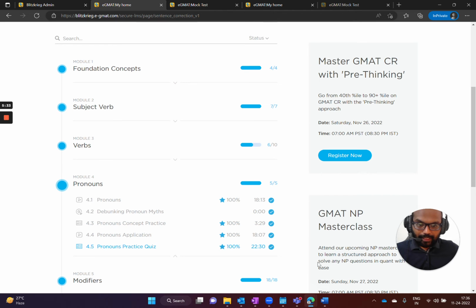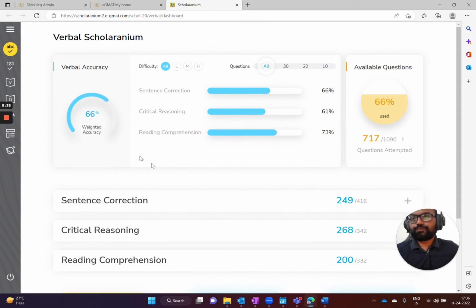That's the fourth point in our list. So during the cementing stage, you would go to the quizzing platform. Scholaranium is our dedicated quizzing platform for verbal and quant, two separate quizzing platforms. Cementing is nothing but you need to practice a set of medium and hard level questions, about 60 questions in each subsection: SC, CR, RC, everywhere separately. That practice will help you cement the methods, master the methods that you have learned during your learning stage.